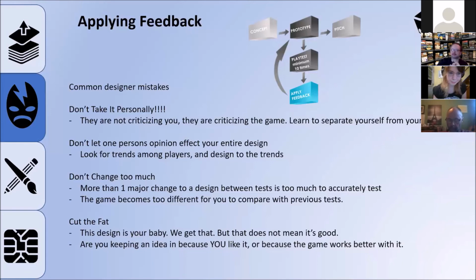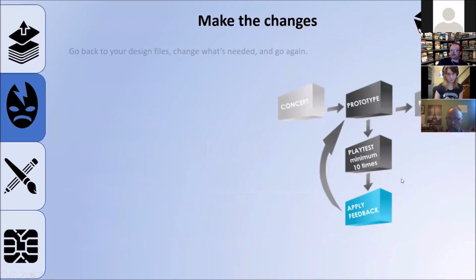So again, a little bit bigger here. So go back to your design files. So once you have enough feedback, where you know specifically things that need to be changed.